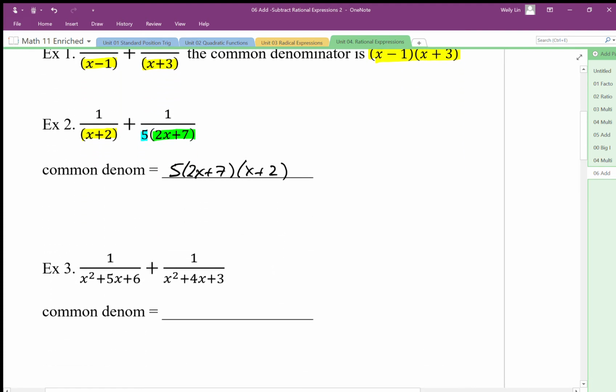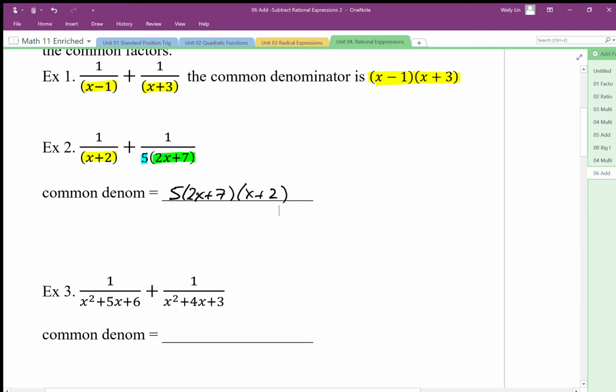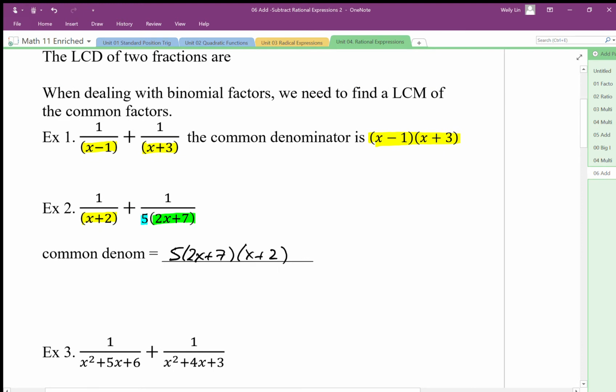So to add these together, we need to show our common denominator. Let's actually add these together here and work out the lowest common denominator. I'm going to multiply the top and the bottom by the factors that are missing. So I need to multiply by 5, multiply by 2x plus 7. I need to do the same to the top to balance the fraction. Here I need to multiply by x plus 2, balancing the fraction with an x plus 2 here.